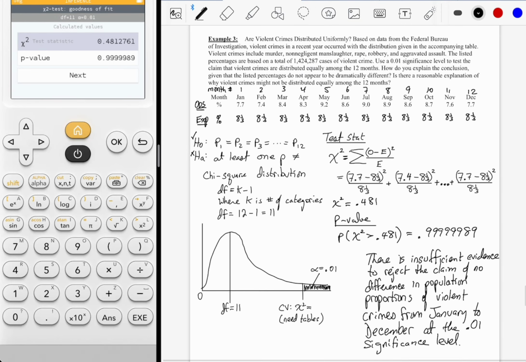Now we want to answer the question, is there a reason why? Oh, multiple questions. Yeah, but they're all assuming that we rejected the null hypothesis. Because it's saying, how do you explain the conclusion given that listed percentages do not appear to be dramatically different? Well, I don't have to explain that because we just showed that it's not dramatically different. That's what I get for changing the data, but not changing the question.